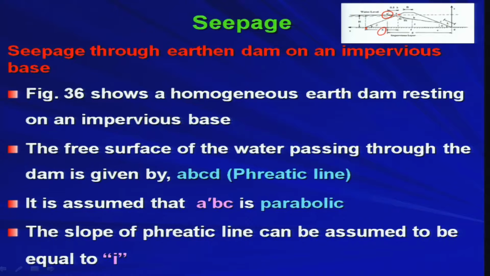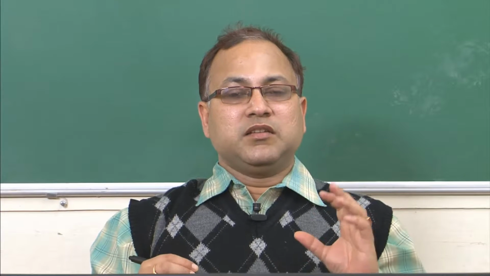So, the slope of the phreatic line can be assumed to be equal to I, that is the hydraulic gradient. Now, what do I mean to say? The downstream slope is nothing but this. If the downstream slope is not very steep, if it is very flat, then you can assume the slope of the phreatic line is equal to the hydraulic gradient, I. This assumption is logical and holds good; there is no problem in it, and we will see later, when the problem comes, what the different assumption could be.